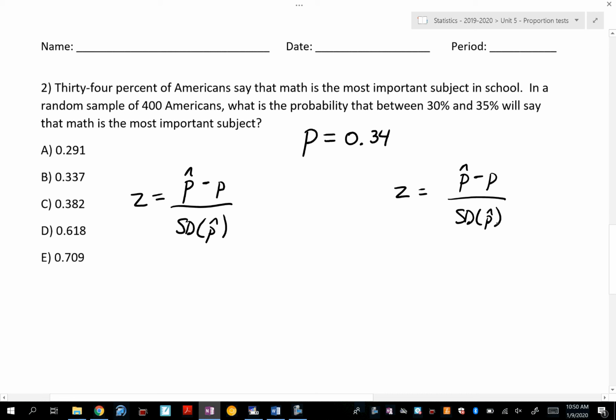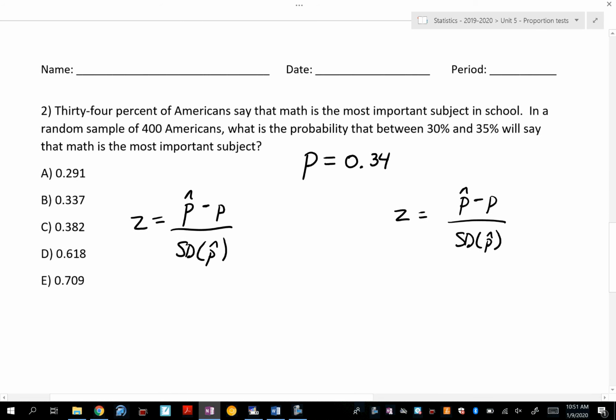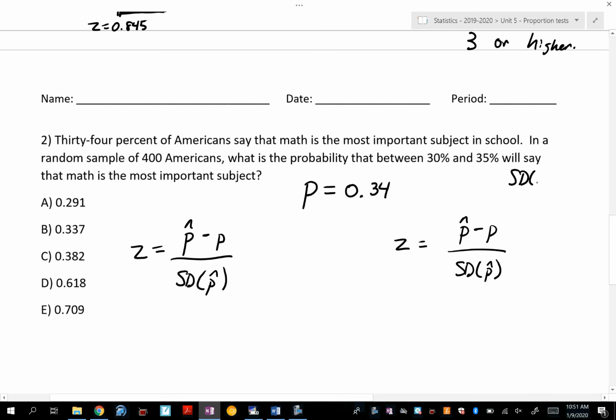Now, because we have proportions here, our formula for the denominator is going to be different. All right, the formula we used on Tuesday, it's been a couple of days, put it up here. The formula for the standard deviation of p hat is the square root of pq over n. All right, and just a reminder again, you don't ever need to memorize that. I will always give you that formula.